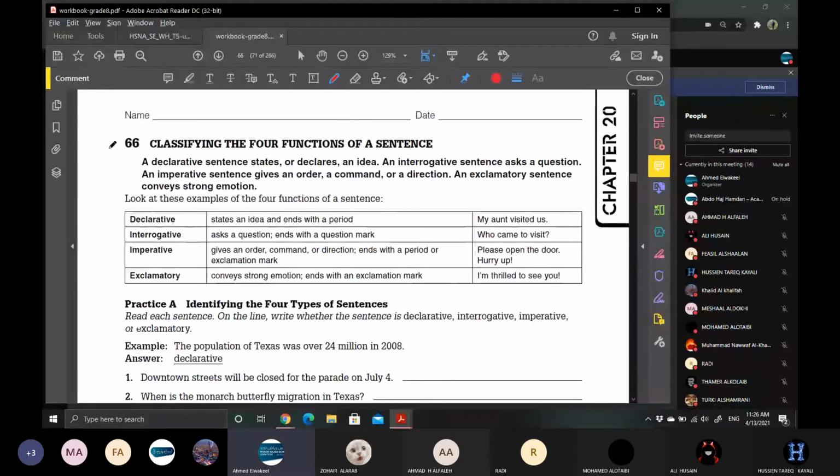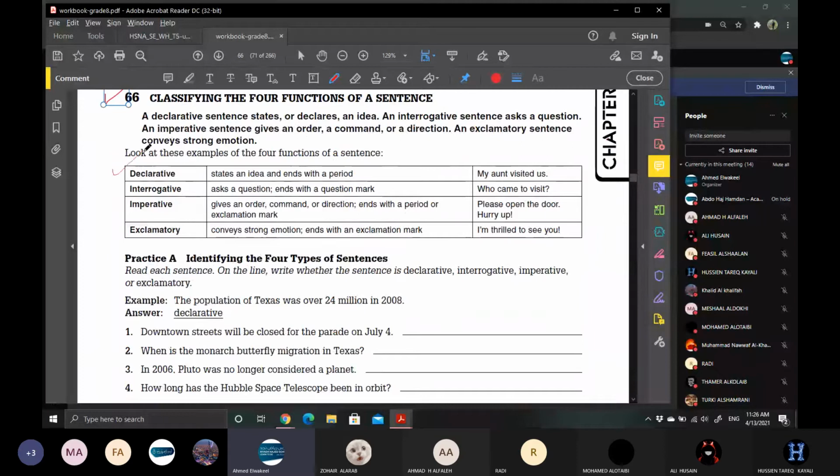The 4th function of the sentence: a sentence can state an idea or information and end in a period, it's called declarative. I play football. If you are asking a question, it's interrogative. Giving an order, imperative. If you are showing a strong feeling, it's called exclamatory, and ends in an exclamation mark. So both declarative and imperative will end in a period. The interrogative always ends in a question mark, and the exclamatory ends in an exclamation mark.